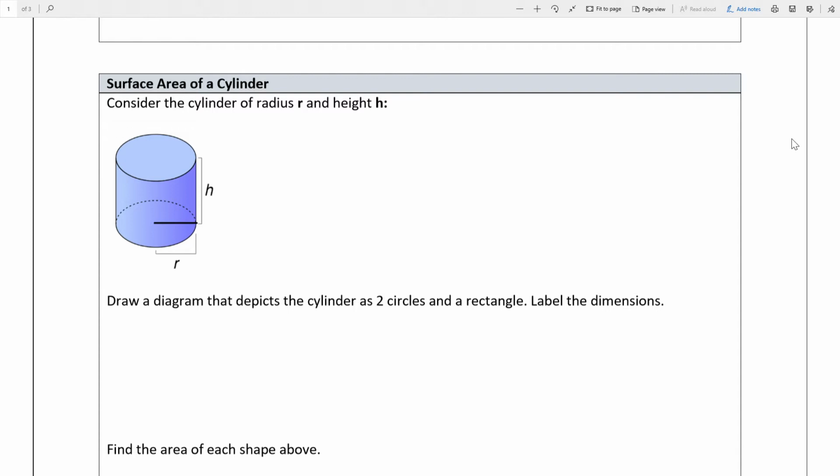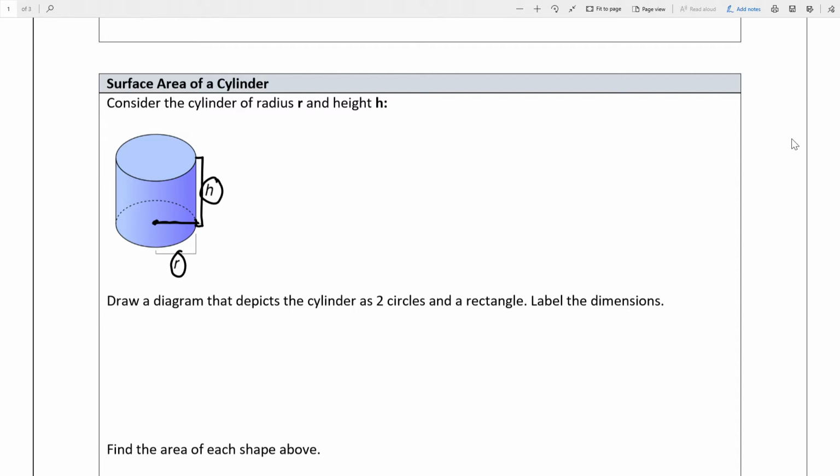So first we consider a cylinder of radius r and height h. Okay. So again, the radius is the distance from the center of the circle to the edge of the circle, and the height of the cylinder is just how tall the cylinder is. And the first step in deriving the surface area equation, we need to draw a diagram that depicts the cylinder as two circles and a rectangle.